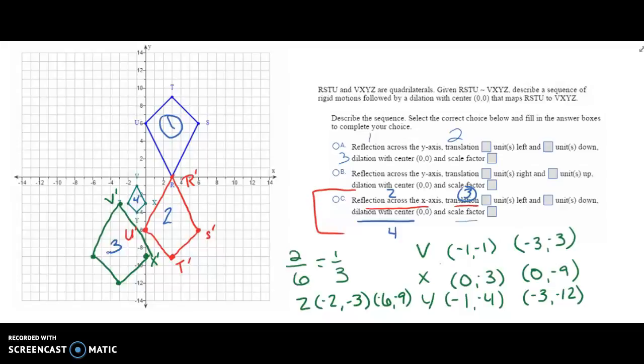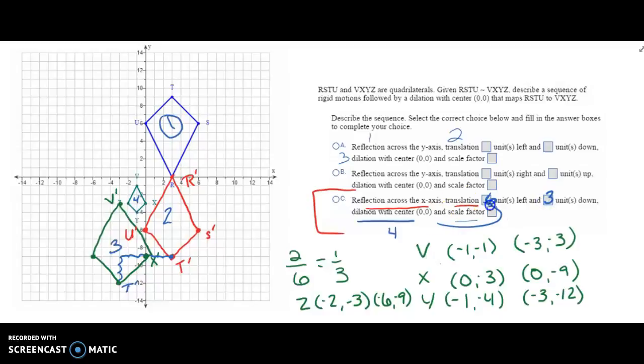Now I'm going to see how much did I translate it? What did I move? So here, let's look just at T. T is here, and I'm going to move to the left: 1, 2, 3, 4, 5, 6 to come down to T prime. So 6 units to the left. Let's get rid of these. 6 units to the left, and then 1, 2, 3 down.